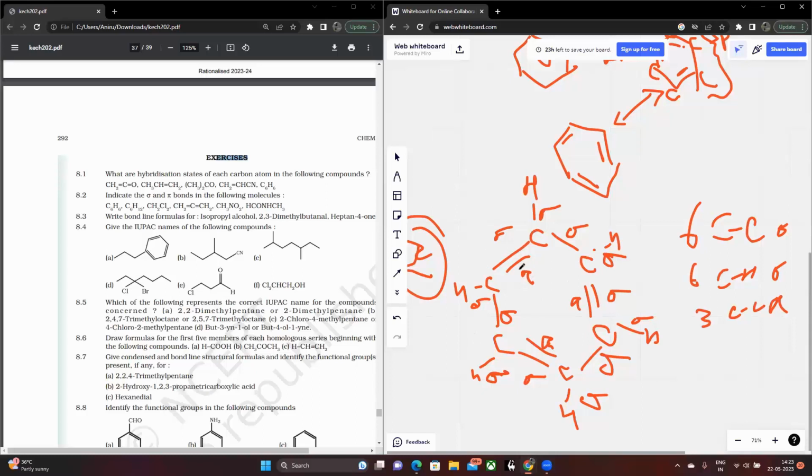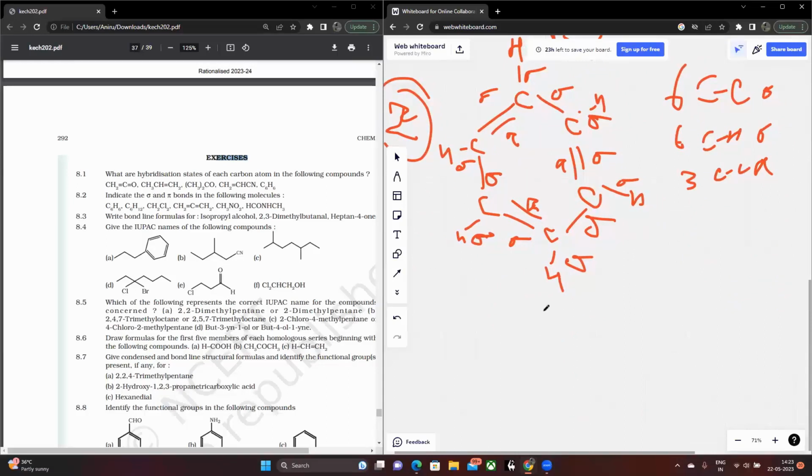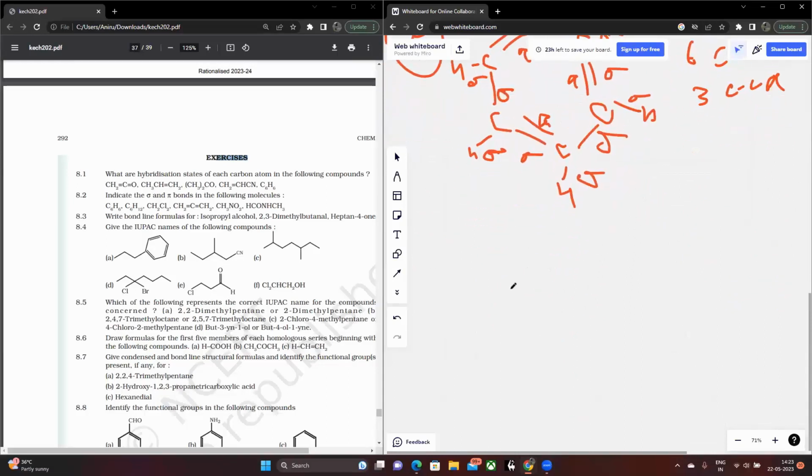You have to note that if there's a double bond, one of those bonds is a pi and the other is a sigma bond. It's never the case that both bonds are pi bonds, right? Just remember the fact, because sometimes, even though you may know it, you may forget it.